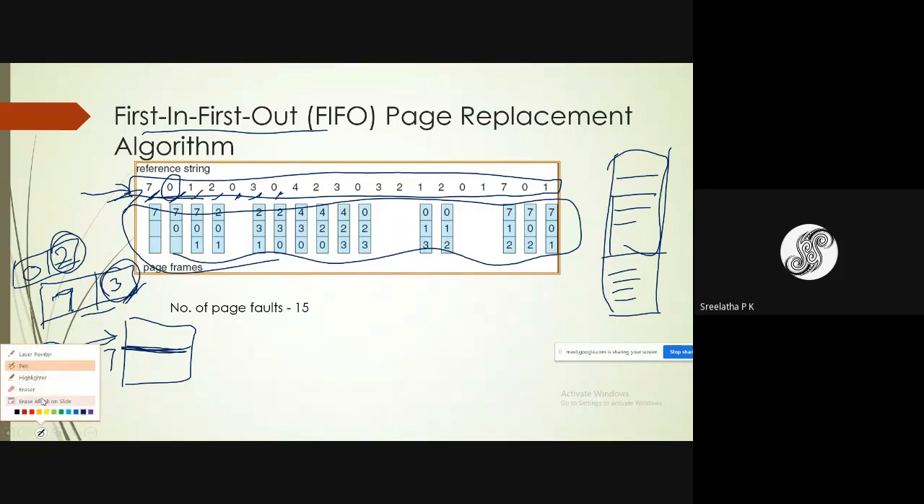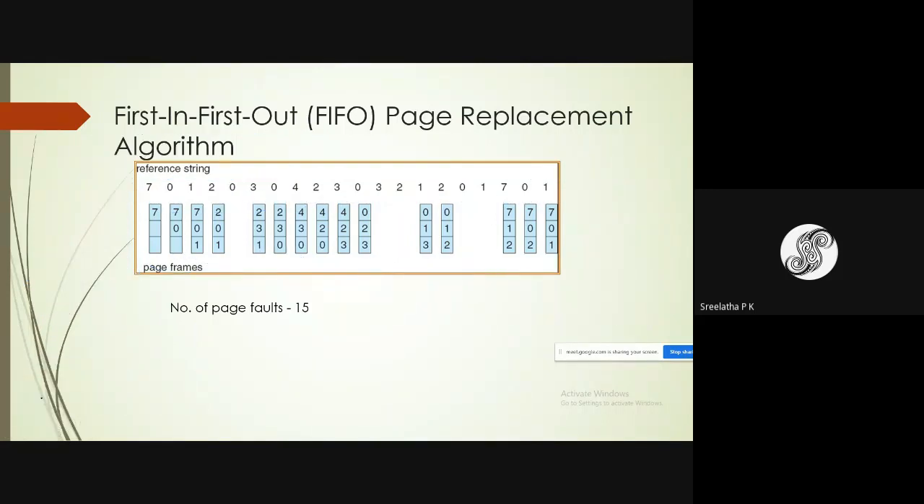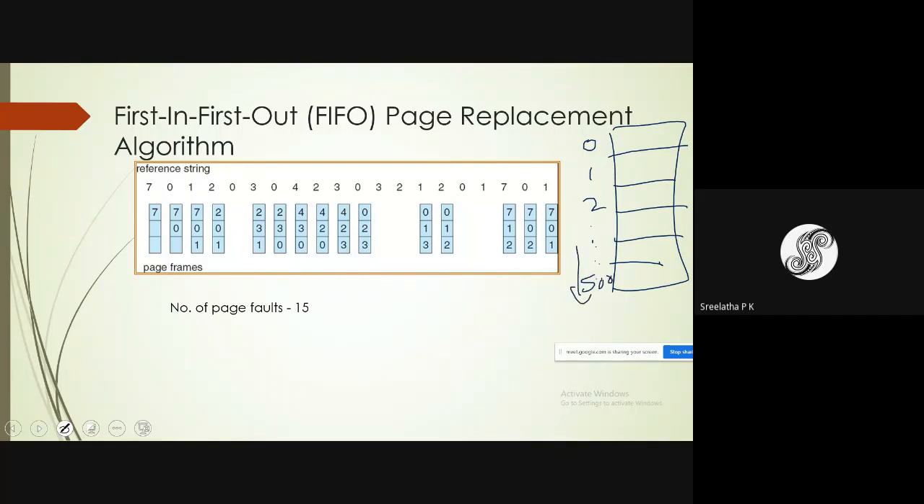Usually in exams, they will ask this problem and tell the number of page frames present. In memory, there will be more than 500 frames: frame 1, frame 2, frame 3, and so on. Here we are just taking 3 frames. In the question, it will be mentioned how many frames should be taken, because you cannot draw 500 frames.